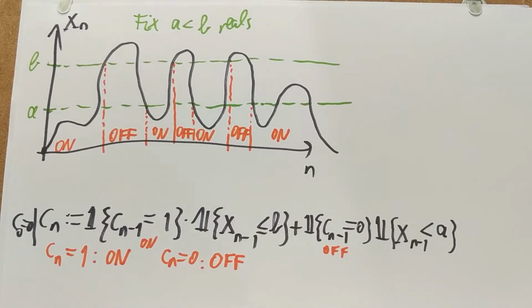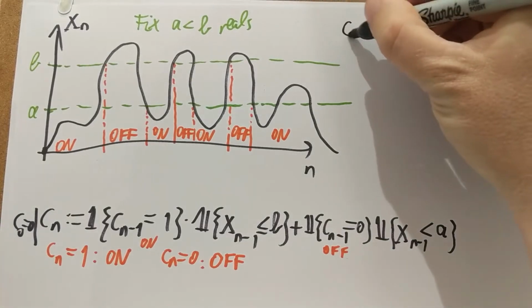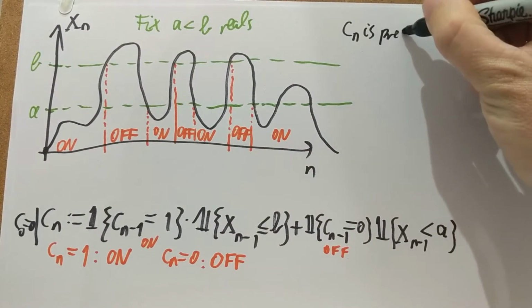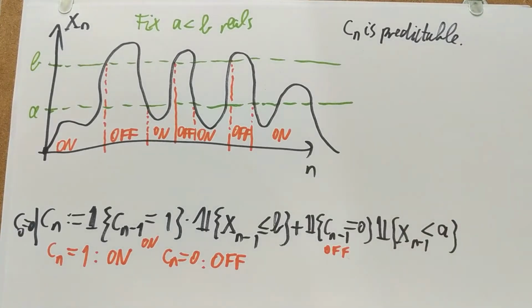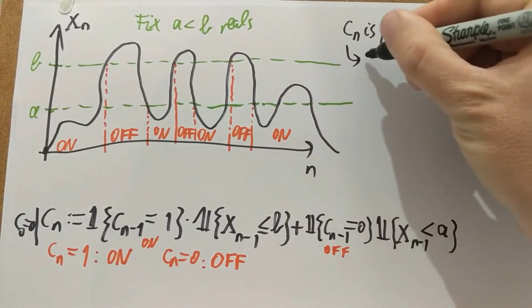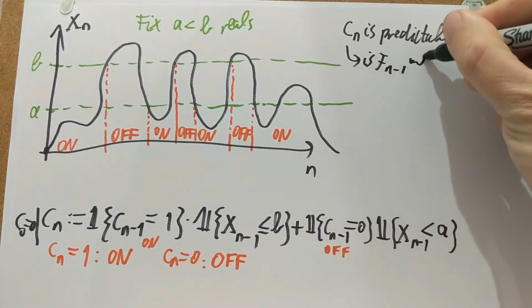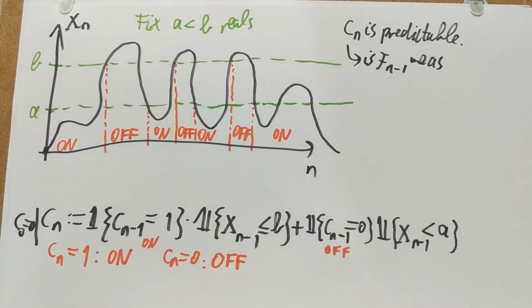Okay. Now a few remarks are in order. The first remark is that this thing is predictable. Cn is predictable. Of course, I'm assuming at this moment that the process X is adapted, so it's adapted to a filtration. And if you notice what's going on here, everything that defines Cn is Fn minus 1 measurable, right? So this thing is Fn minus 1 measurable because it depends on previous values of C and it depends on Fn minus 1 measurable values of X. So if X is adapted, then this thing is predictable. Okay, that's the first observation.